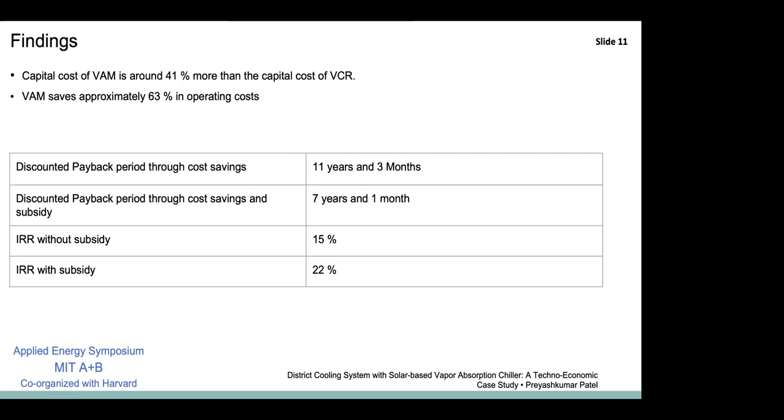The discounted payback period through the cost saving is 11 years and 3 months without any financial aids like subsidies from the government. The internal rate is also at 15% without any financial aids. By considering government subsidy, the discounted payback period shrinks to 7 years and IRR increases to 22%. In other words, the customer can recover the capital investment in 11 years and later they can enjoy benefits from the VAM for 9 more years.